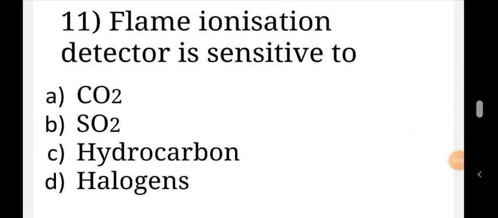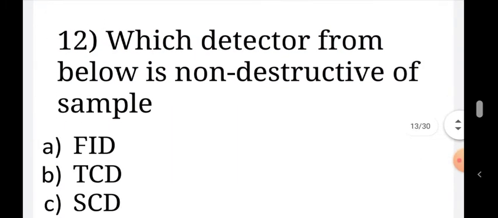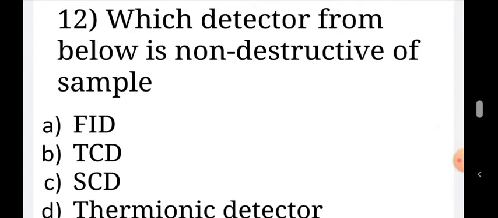Flame ionization detector is sensitive to carbon dioxide, sulfur dioxide, hydrocarbon, or halogens. It is not sensitive to carbon dioxide, sulfur dioxide or halogens. It is sensitive to hydrocarbons. So the correct answer is C. Which detector from below is non-destructive of sample? FID, TCD, SCD, thermionic detector. It is the TCD which is non-destructive of sample.